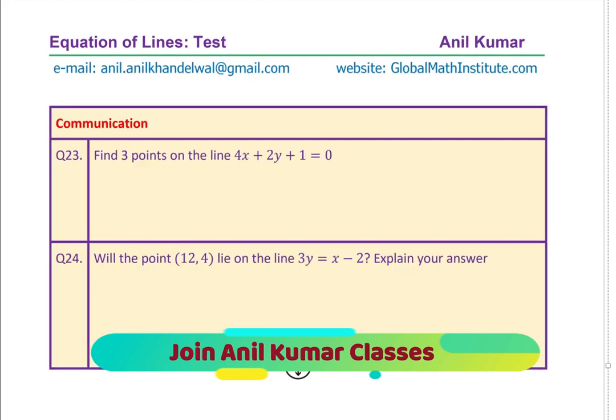Now we have question 23 and 24, where the question is, find 3 points on the line 4x plus 2y plus 1 equals 0. And question 24, will the point (12, 4) lie on the line 3y equals x minus 2? Explain your answer.